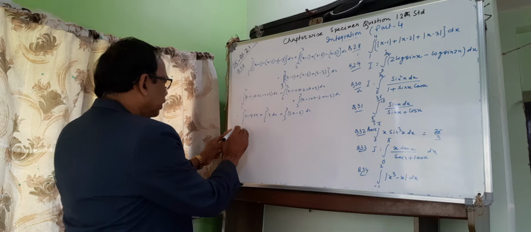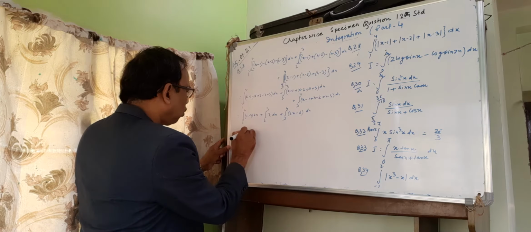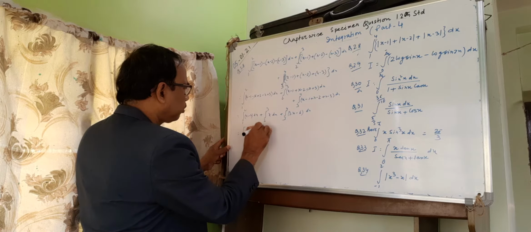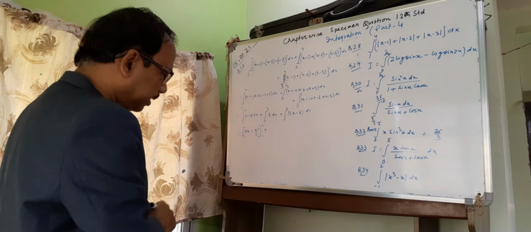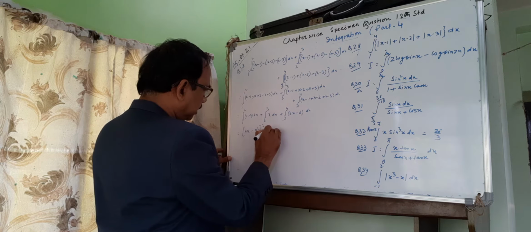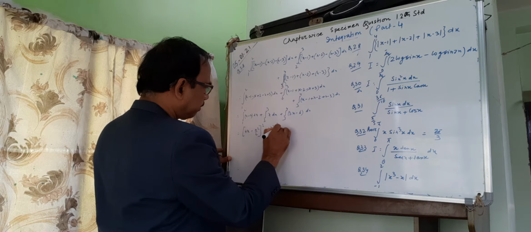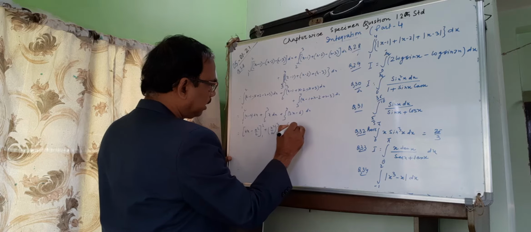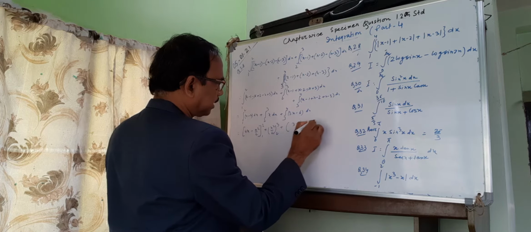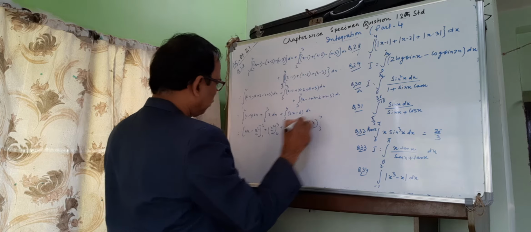Now let's do integration here. 4x minus x square by 2, 1 to 2, plus x square by 2, 2 to 3, plus 3 into x square by 2 minus 6x. The limit is 3 to 4.